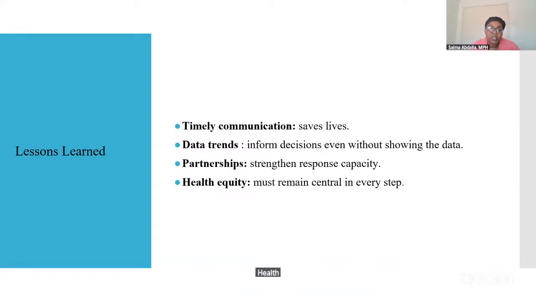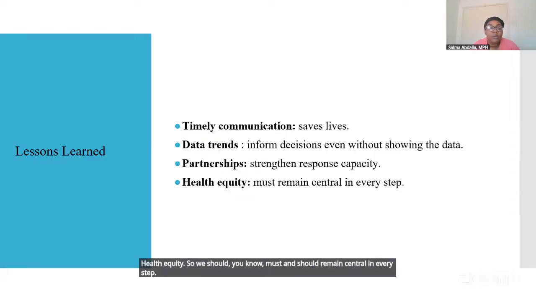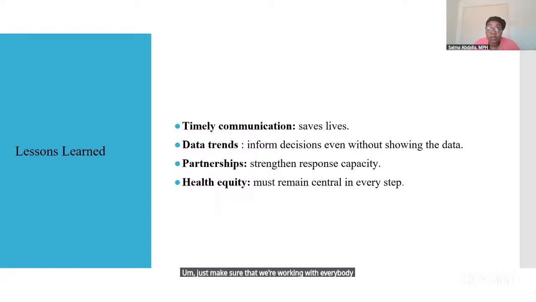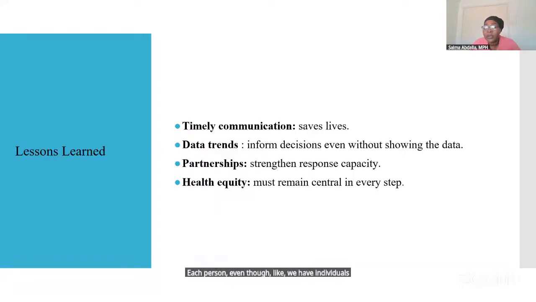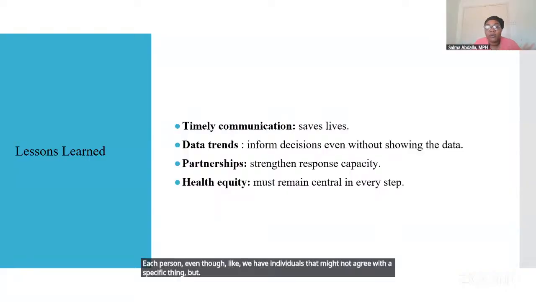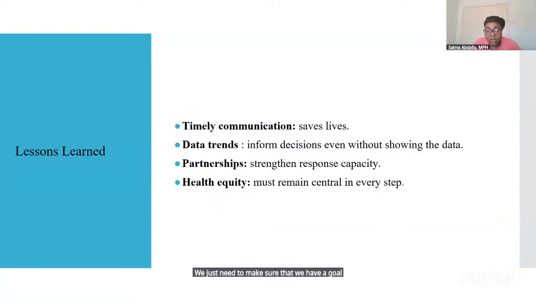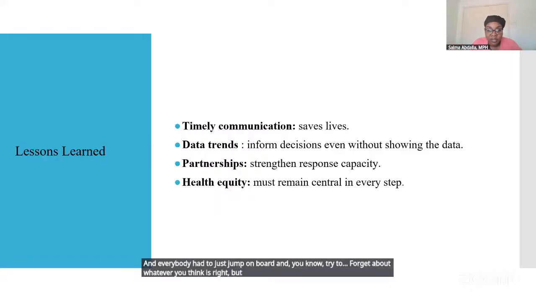Health equity must and should remain central in every step. Just make sure that we're working with everybody, everybody's included in everything, and collaborating with others is vital. I think it's very important to make sure that each person, even though we might have individuals who don't agree with a specific thing, we need a goal that we are working towards, and everybody has to jump on board and forget about whatever you think is right. Right now, let's focus on this problem and try to all fix the issue.